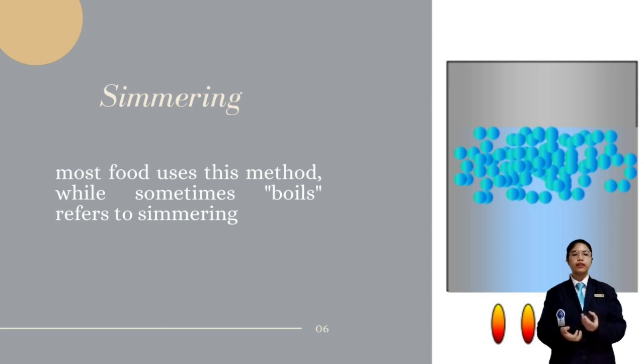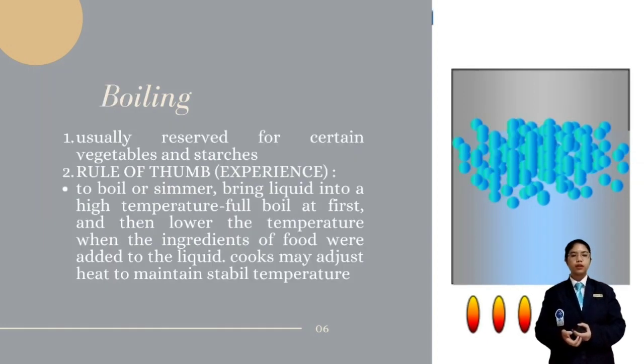So what is simmering? Simmering is used for most foods, while sometimes boiling refers to simmering. And the last one is boiling. Usually boiling is reserved for certain vegetables and starches. And there is knowledge from experience, or we can call it a rule of thumb. To boil or simmer, bring the liquid to a high temperature full boil at first, and then lower the temperature when the food ingredients are added to the liquid. Cooks may adjust the heat to maintain a stable temperature.